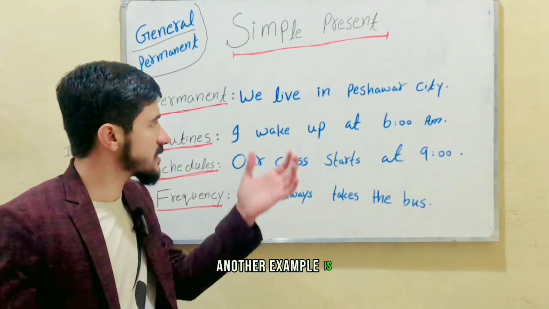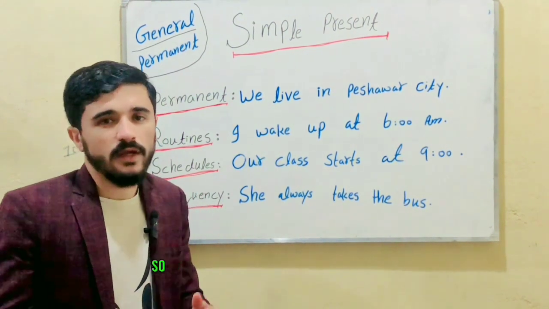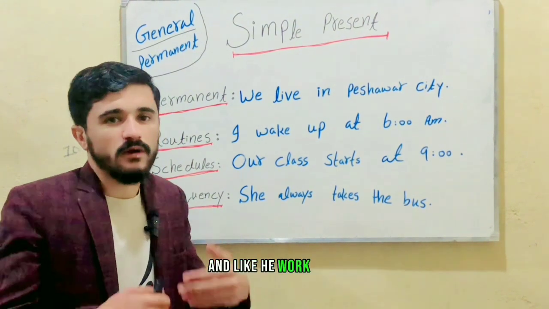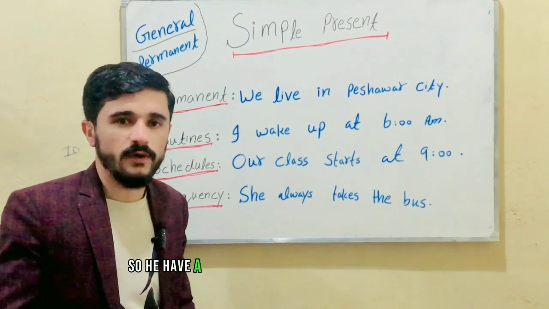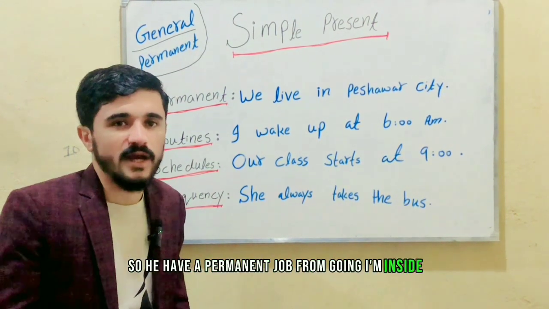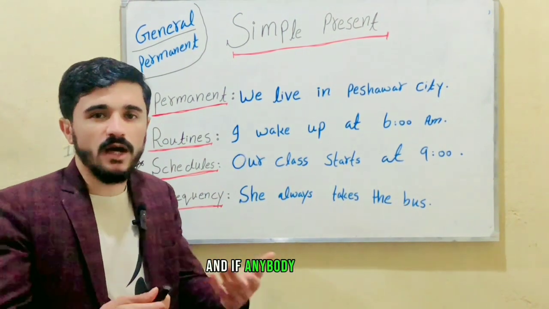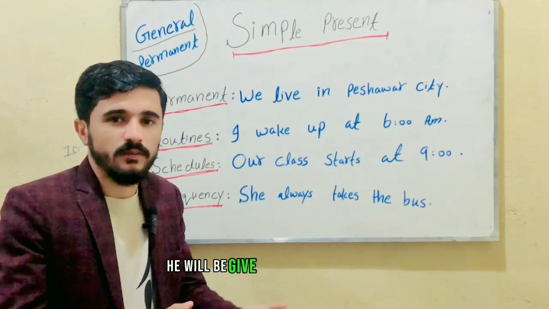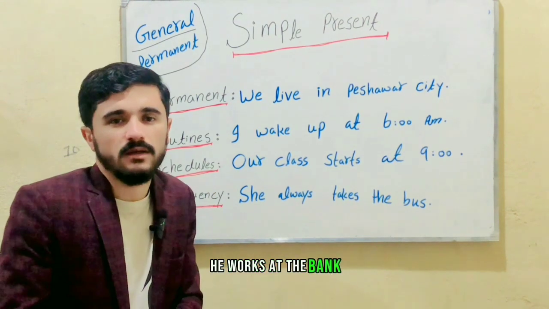Another example is he works at the bank. Someone has a permanent job and he works in it. For example, if somebody is a bank worker, he has a permanent job from the government side, so he can use simple present tense. If anybody asks him what he does, he will answer that he works at the bank.